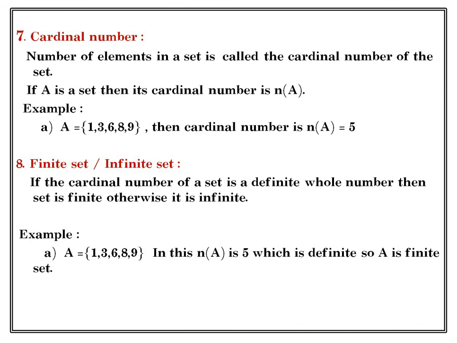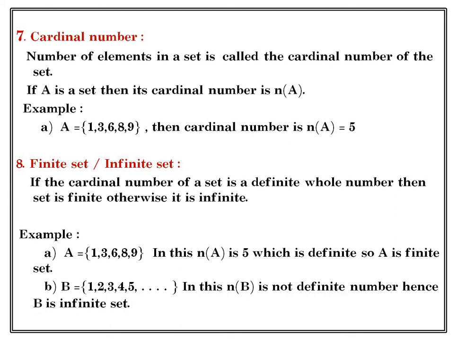A = {1, 3, 6, 8, 9}. In this, n(A) is 5, which is definite. So A is a finite set. Suppose B = {1, 2, 3, 4, 5, ...}, etc. So here, up to how many values? Up to what value does B contain? We do not know, isn't it? So here n(B) is not definite. We can't tell how many elements it has. So this set is an infinite set.